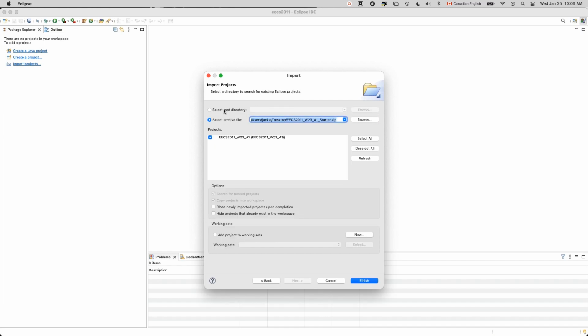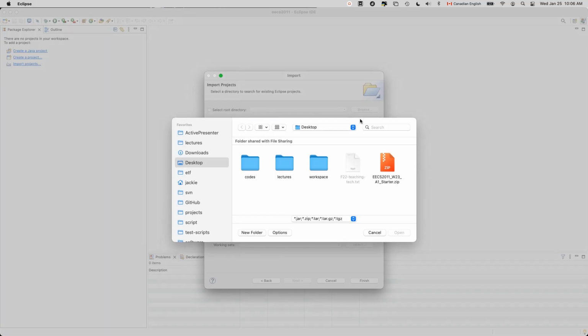Click on that. There are two options over here. Do not choose the first one. Choose the second one, select archive file. That's what you got to do. Archive file is a zip file. And you're going to browse. I'll show you explicitly. Browse to where you saved the archive file. In my case, desktop, and over here.